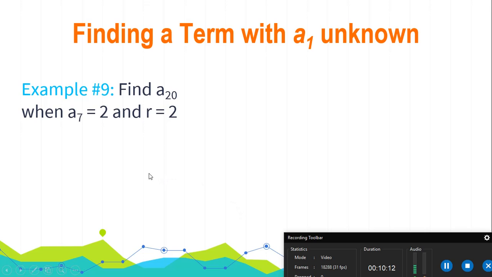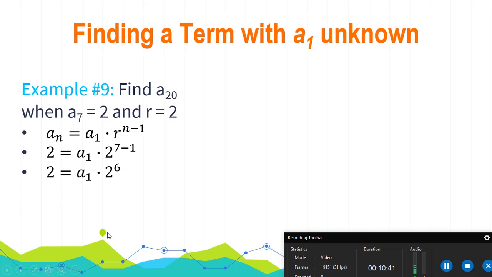We're going to do the same thing with example 9. They're looking for the 20th term, but they're providing me with a sub 7. So I know the 7th term, and I know the common ratio is 2. So just like in the last example, let's start with our formula. We're going to take the value of a sub 7, which is 2, and plug it in for a sub n. A sub 1 is unknown, growth rate is 2, and then the power of 7 minus 1. As I solve this, 2 to the 6th power is 64. We're dividing both sides by 64, and my first term is fractional, 1 over 32.